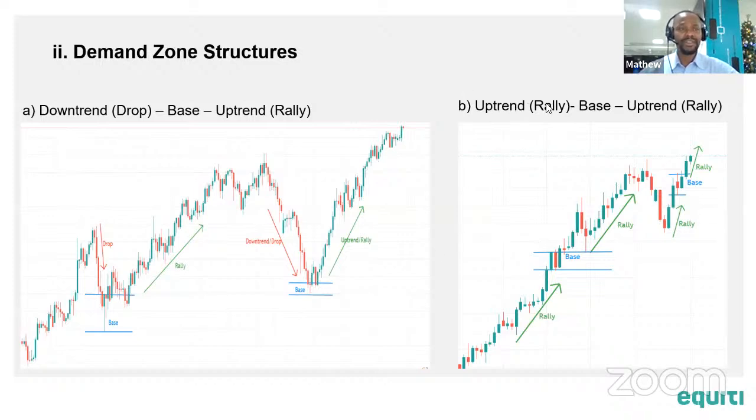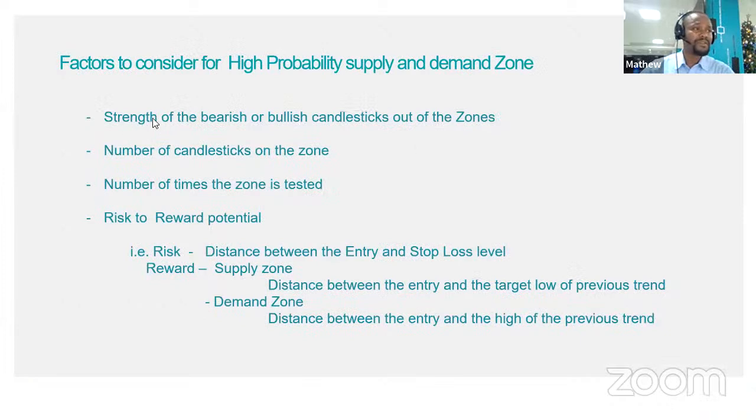Looking at the second case, where you have rally-base-rally, look at that demand zone which was created. The price just touched that point and then pulled off, first giving us a wick, and this indication gives you a high probability demand zone for entry. That's what the first bullet point means. Number two, look at the number of candlesticks on the zone. If you have a few candlesticks getting out of that zone, then you have a very strong zone to count on.